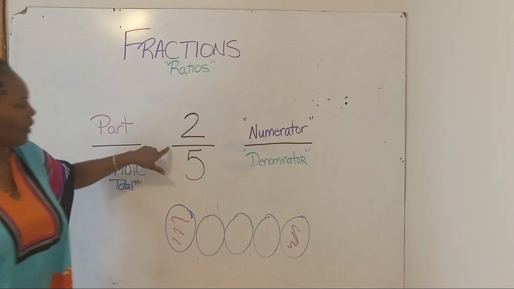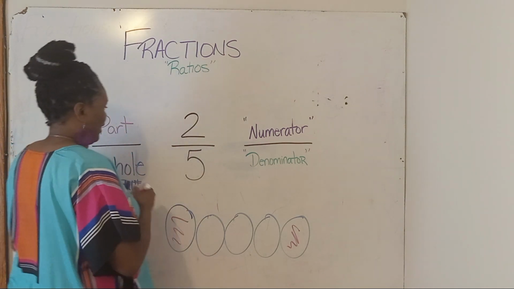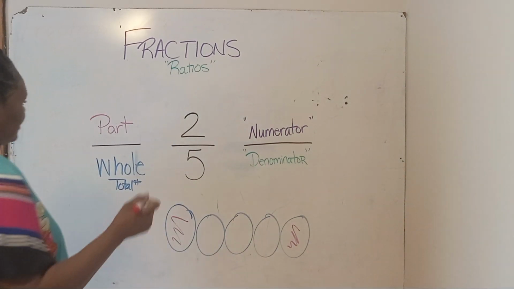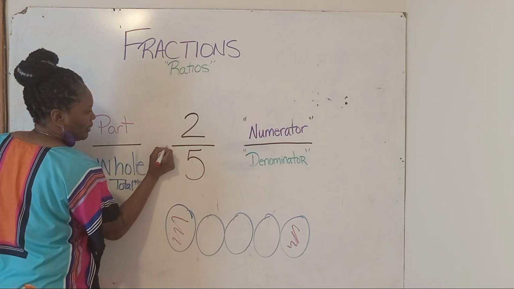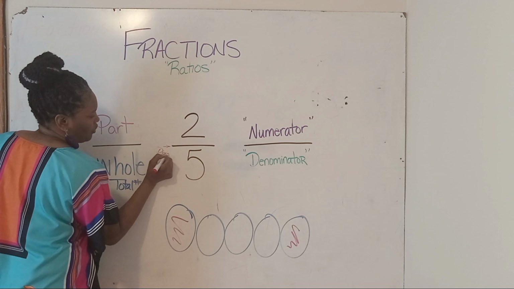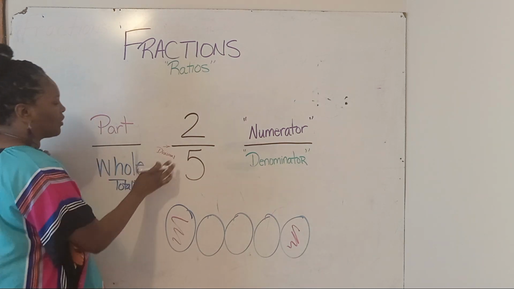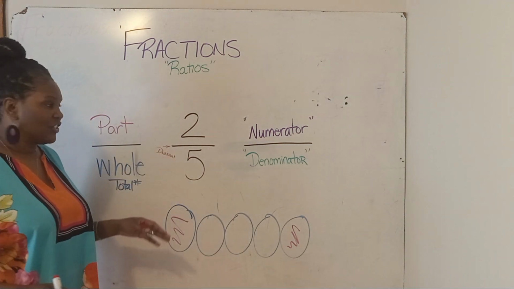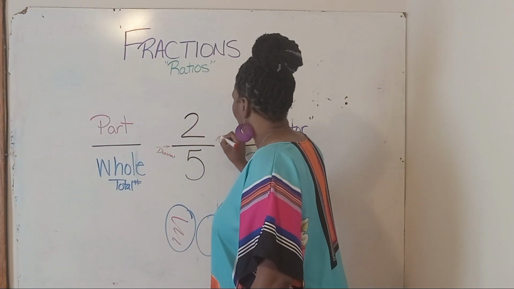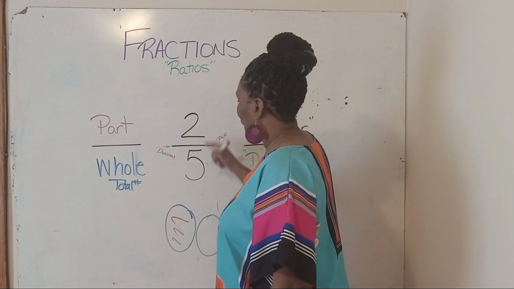This little line right here is a division line. When you see a fraction, you know you're talking about division. This little line can say per, 2/5.